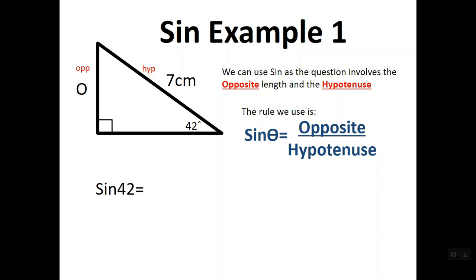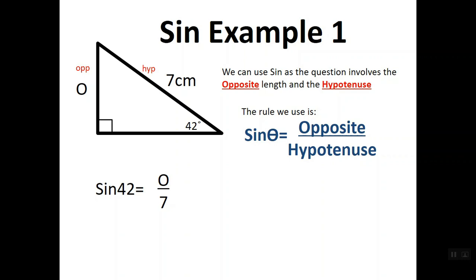That 42, guys, it represents your angle. So the angle that you're given is 42 degrees, and it's opposite to the opposite side there. Sine 42 is equal to, I don't know my opposite side, so I write it as O over my hypotenuse, which I know is 7. And all I need to do now, guys, is apply my algebra skills to find my unknown in this case, which is O, my opposite side.